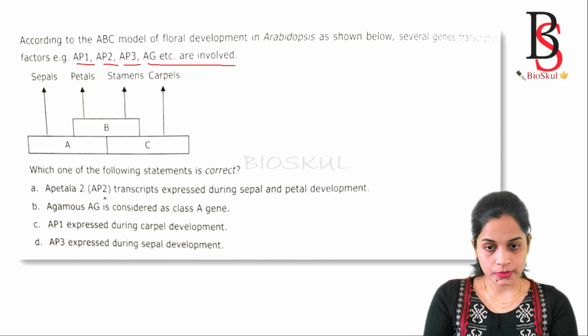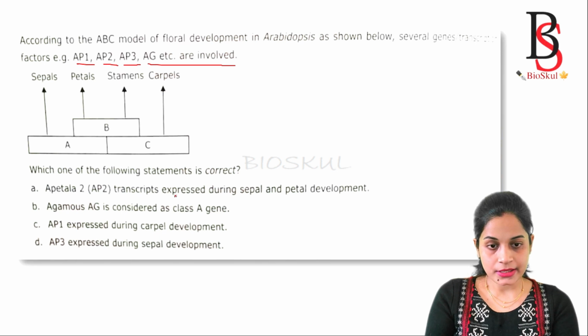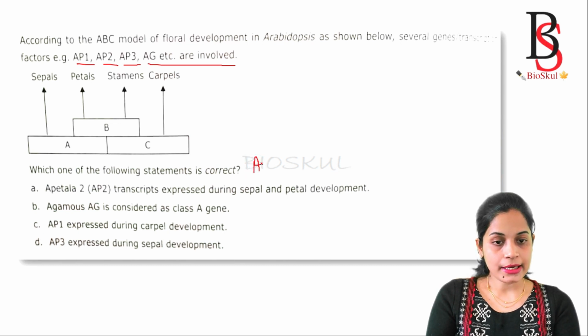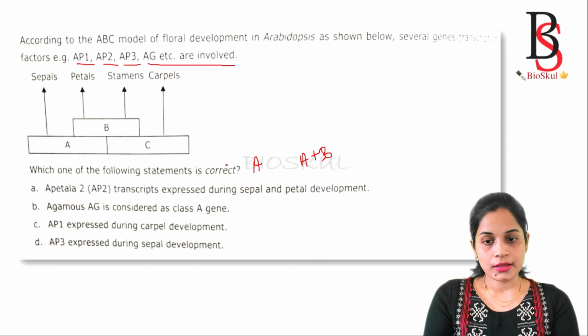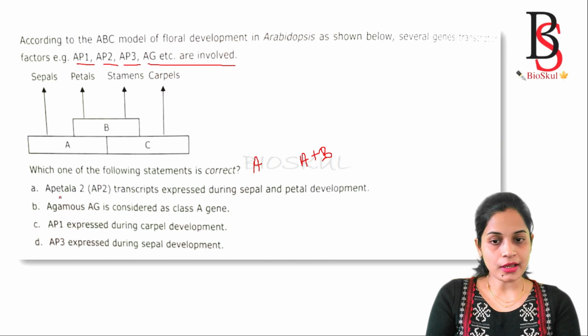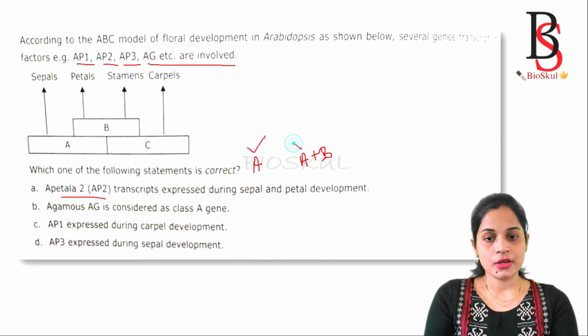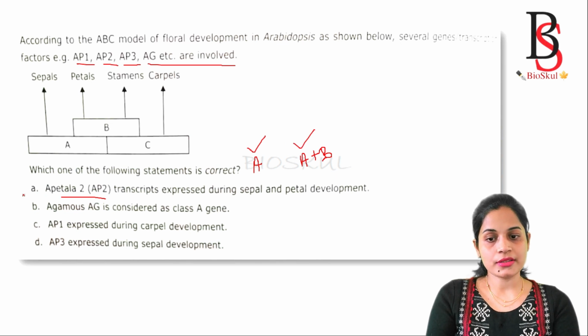Apetala 2 transcript expressed during sepals and petal development. So, the sepals is represented by the gene A and petal is represented by the gene A plus B. Okay. And the gene for A is Apetala 2 and it is expressed in both the cases. So, this one is the correct answer.